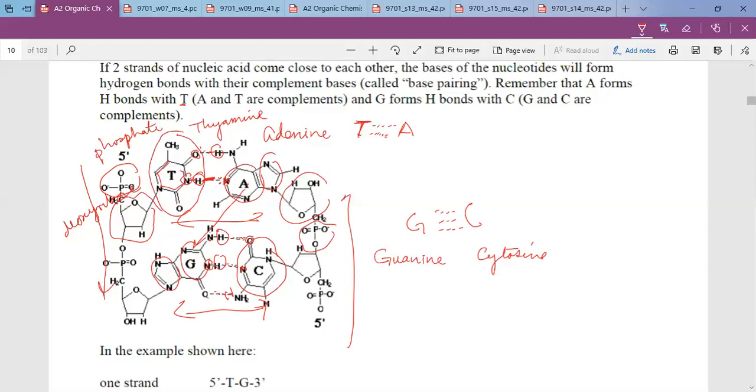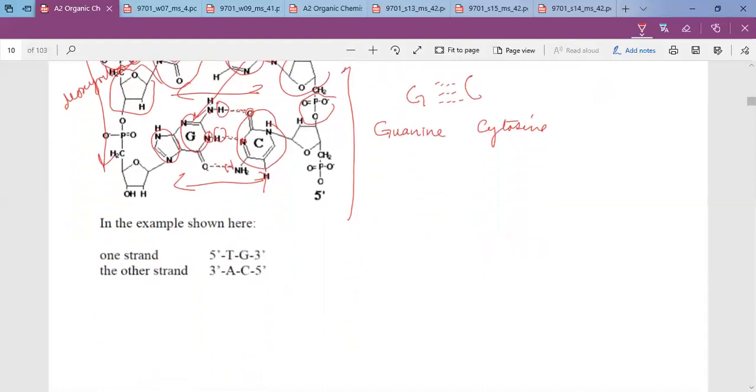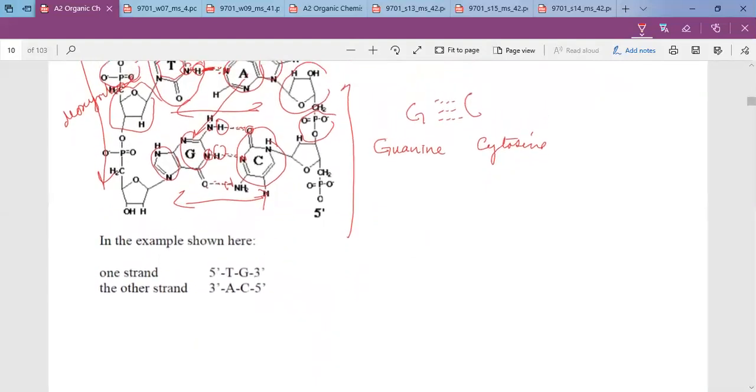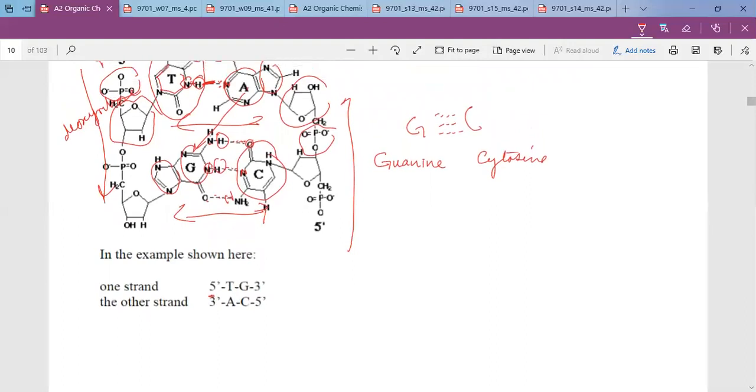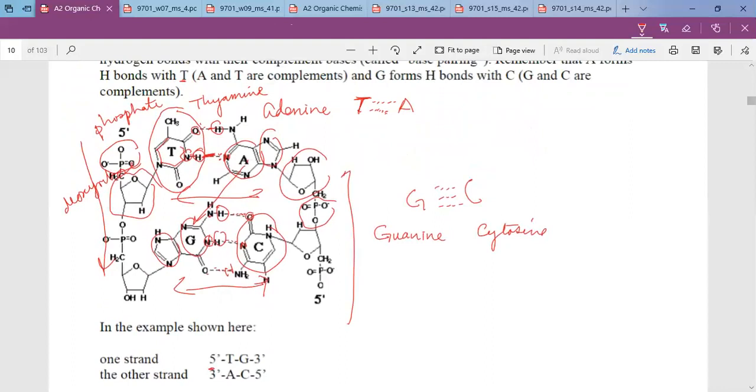So you can see there are 2 strands. One strand is called 5 prime to 3 prime. Why 5 prime to 3 prime? Because it starts with carbon number 5. Going from 5 to 3, here is 1, 2, 3. This is 3. That means the polymer goes from this side onwards.